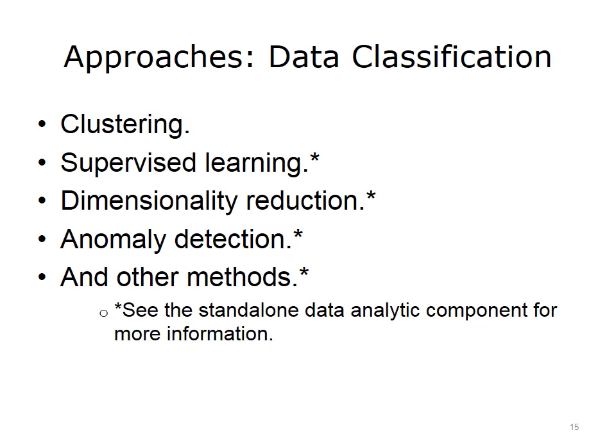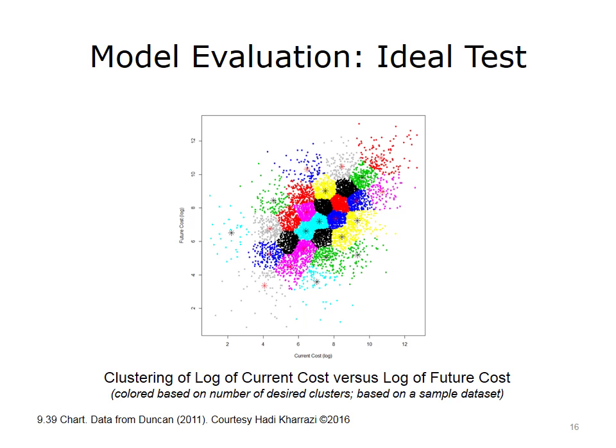Data classification methods can be useful to reduce the dimensionality of population health data. For example, clustering methods can be used to find similar denominators of a population for a given list of variables. This diagram shows a scatter plot of log transformed current cost versus log transformed future cost of a given population denominator. The automated clustering method has found a number of clusters, identified by various colors.